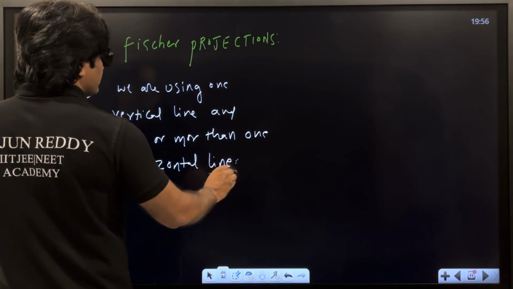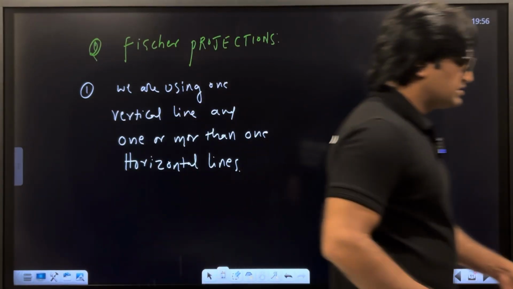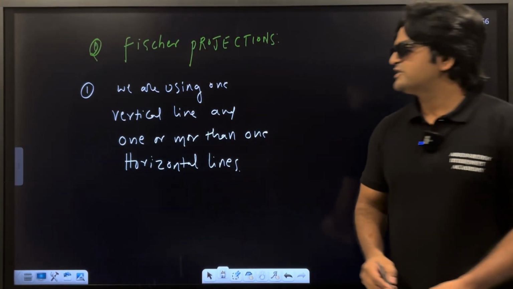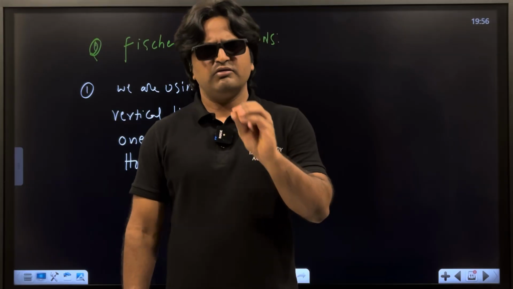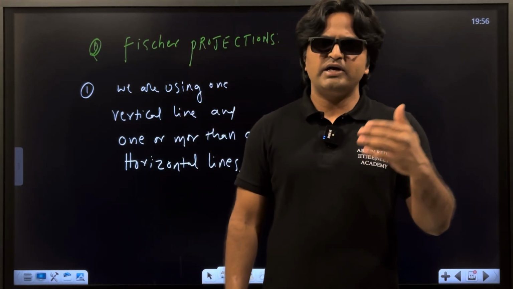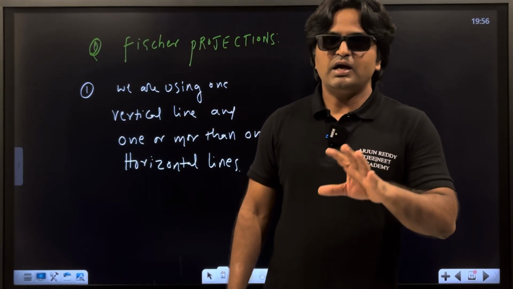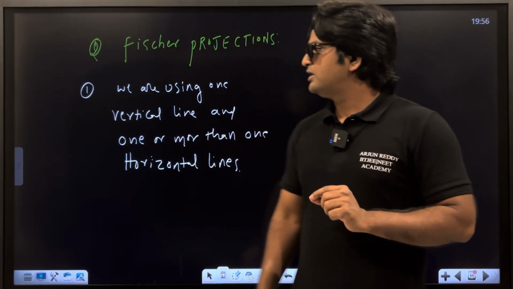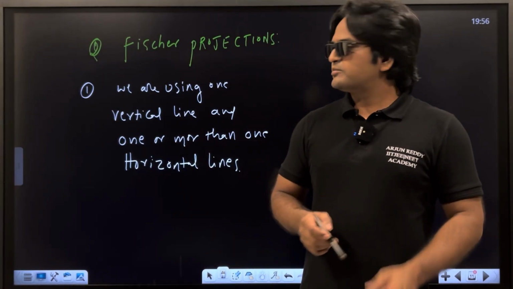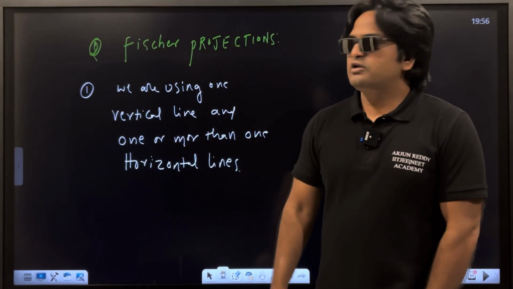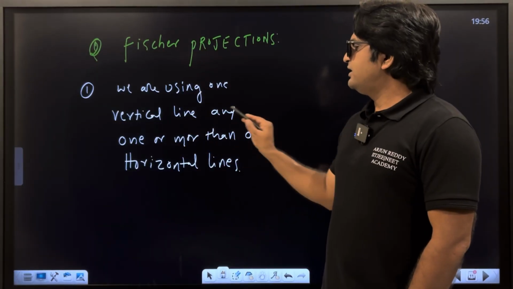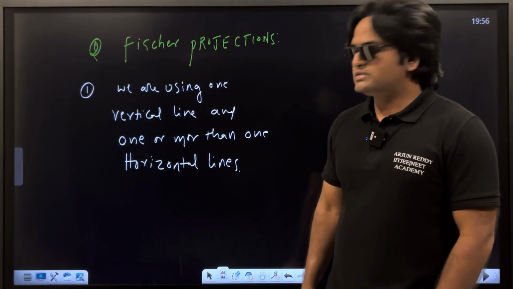This is the first theoretical manipulation given by Fisher. What is the first point? Whatever the molecule given, very simple, just after 3 to 4 points I am going to give examples. According to Fisher projection, whatever the number of carbon atoms present, how many vertical lines are we using? We are using one vertical line and one or more horizontal lines.